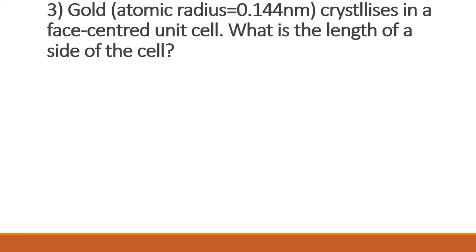Gold. Atomic radius is given. Atomic radius of gold is given. Let us write small letter r, the symbol used for radius, r is equal to 0.144 nanometer. Nano in the sense 10 to the power minus 9 meter, isn't it? Crystallizes in FCC, face-centered unit cell. What is the length of a, or the side of the cell? What is the symbol used for it?